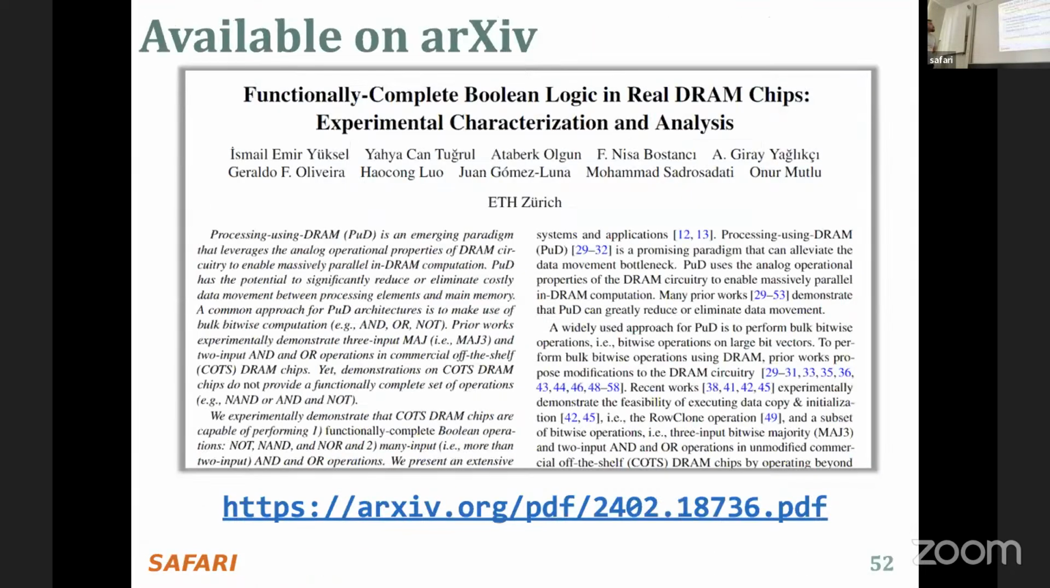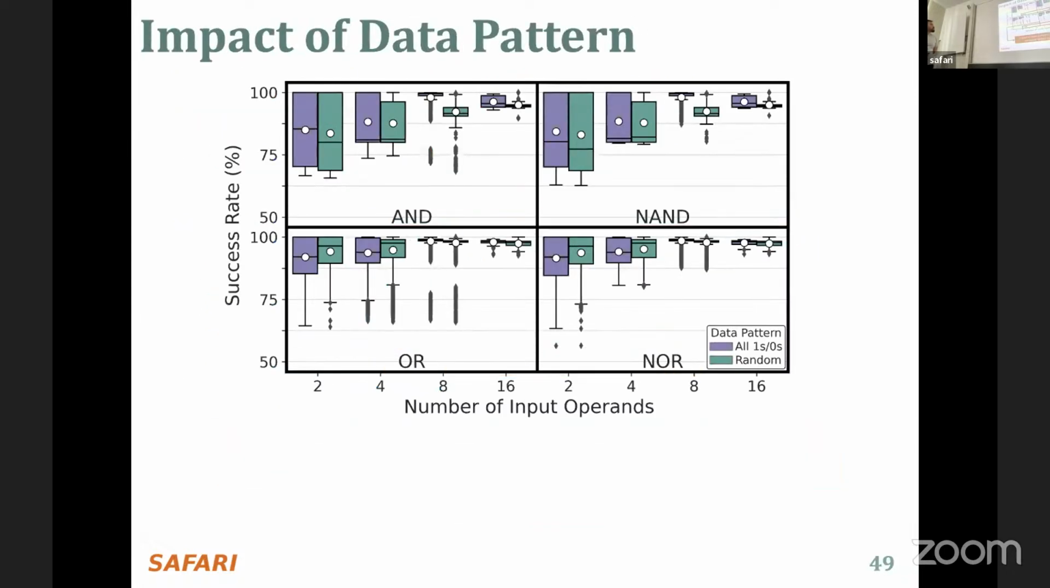So here, for example, right? Yes. It's the distribution because we test millions of DRAM sets, and we report each value as, let's say, each DRAM cell's success rate, and they form a distribution.